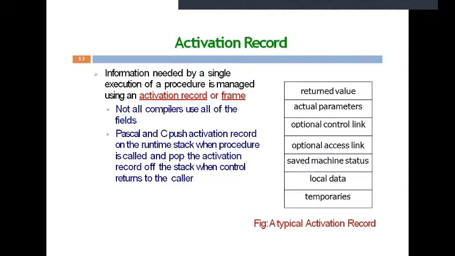This activation record consists of the following fields: the return value, actual parameters, optional control link, optional access link, saved machine status, local data, and temporaries. So these are all the parts of this activation record. But in all compilers, we are not going to use all the particular parts. Some compilers use only some of the fields. Some fields are optional.